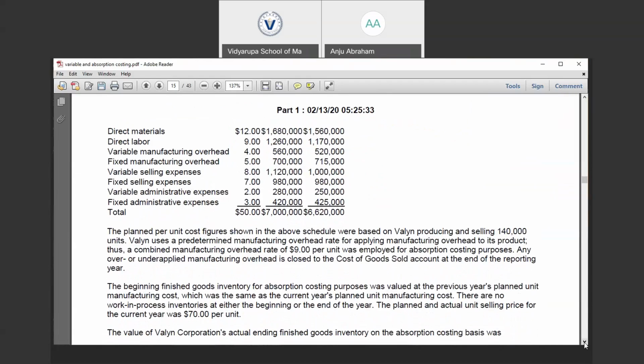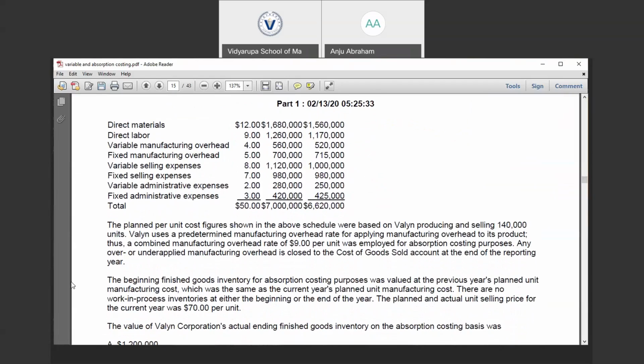Okay, there is an information provided in the question. We need to clearly look. The beginning finished goods inventory for absorption costing purposes was valued at the previous year's planned unit manufacturing cost, which was the same as the current year's planned unit manufacturing cost. So the manufacturing cost for the previous year as well as the current year are the same. So let's check what is the direct material, direct labor, and variable manufacturing overhead total.